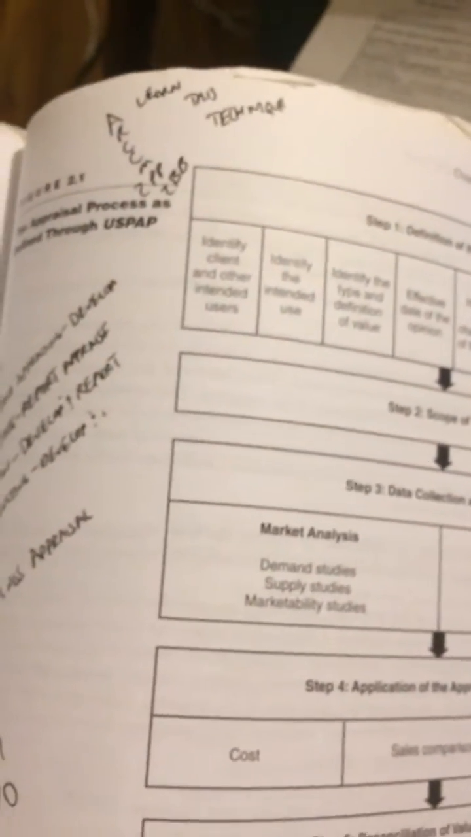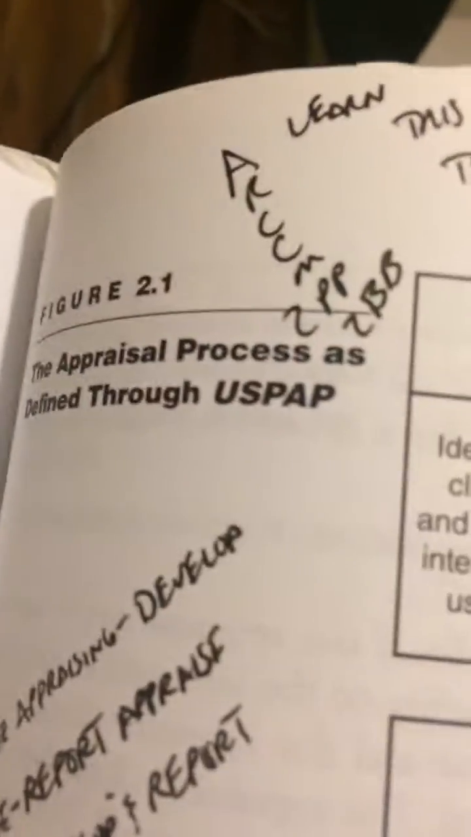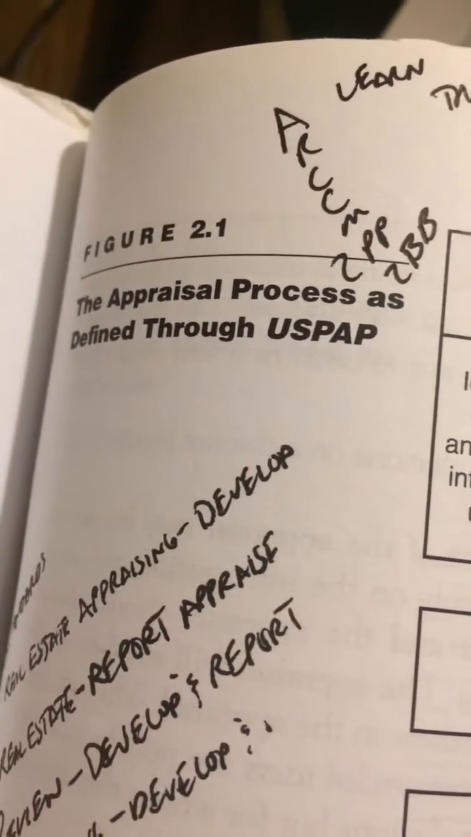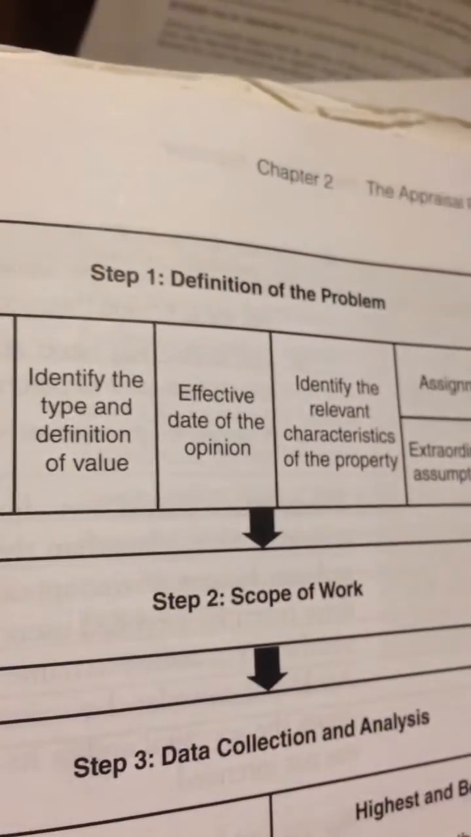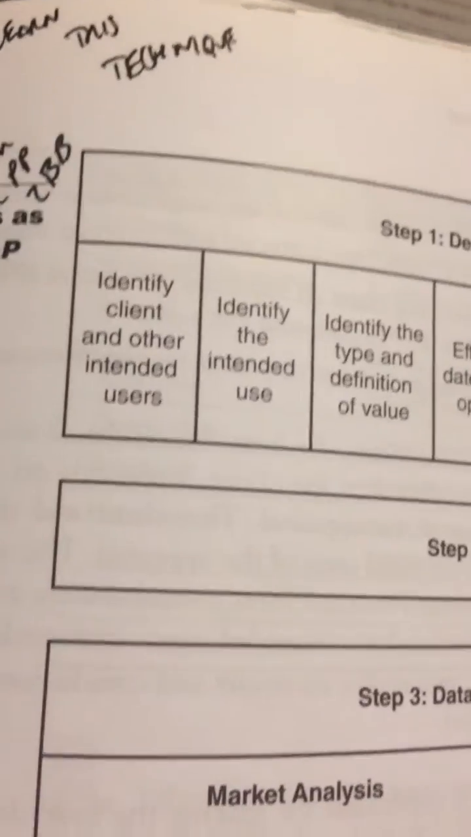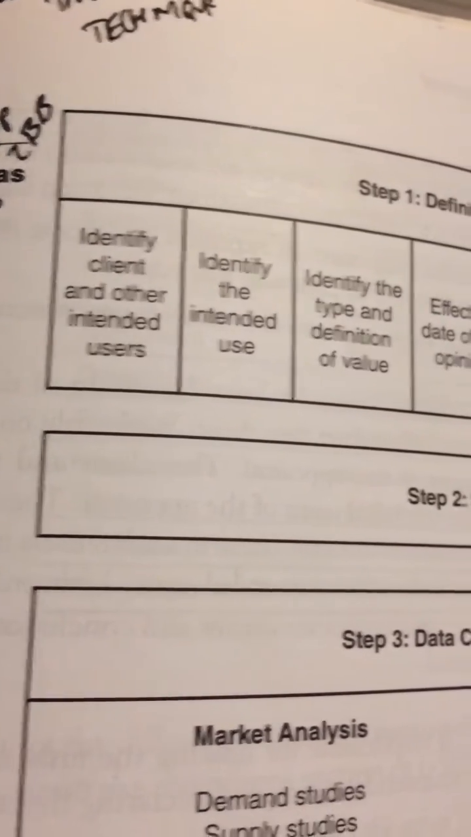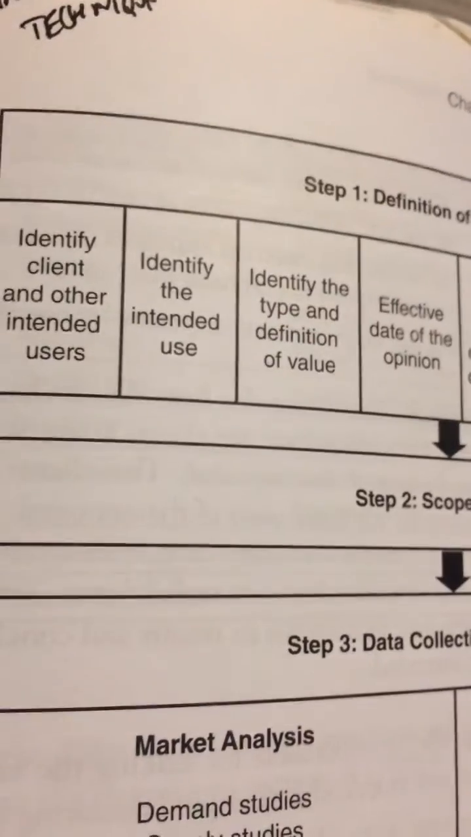Basic Appraisal Principles, page 33. Figure 2.1. The appraisal process as defined through USPAP. Step 1. Definition of the problem. Underneath that, identify client and other intended users. Identify the intended use.